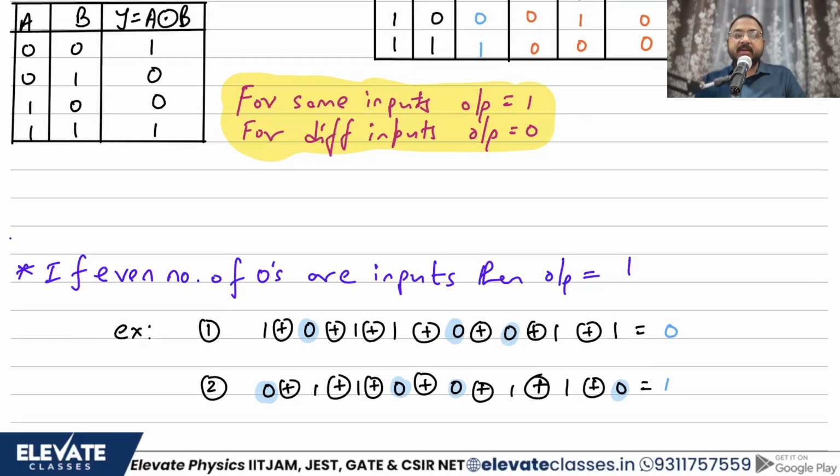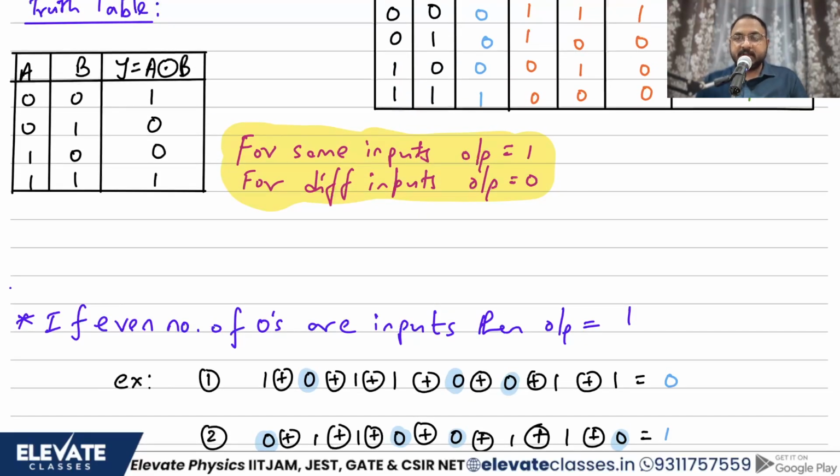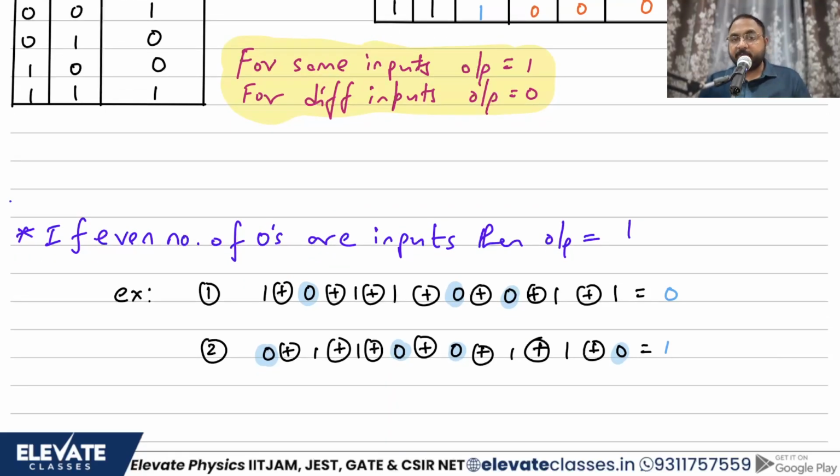How did we get this property? Look at the truth table. Let's write the number of zeros here. Number of zeros are 2. Number of zeros are 1. Number of zeros are 0. For even number of zeros, your answer is going to be 1. Even number of zeros, odd number of zeros, odd number of zeros, even number of zeros. And that is why you get 1, 0, 0, 1 in the truth table column. This property will help you to solve a lot of problems.